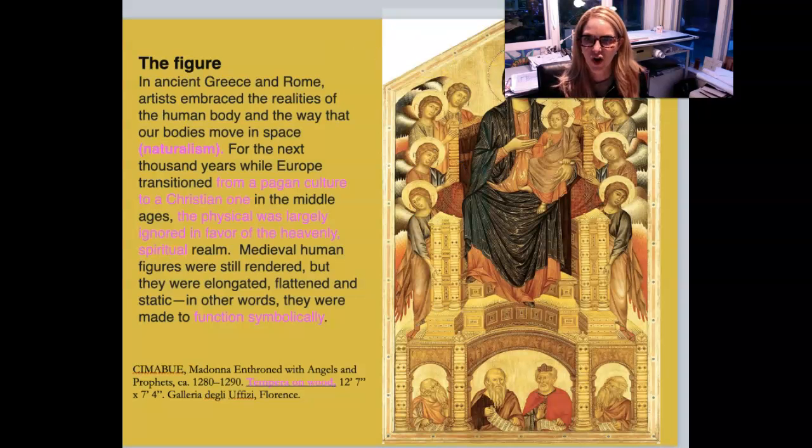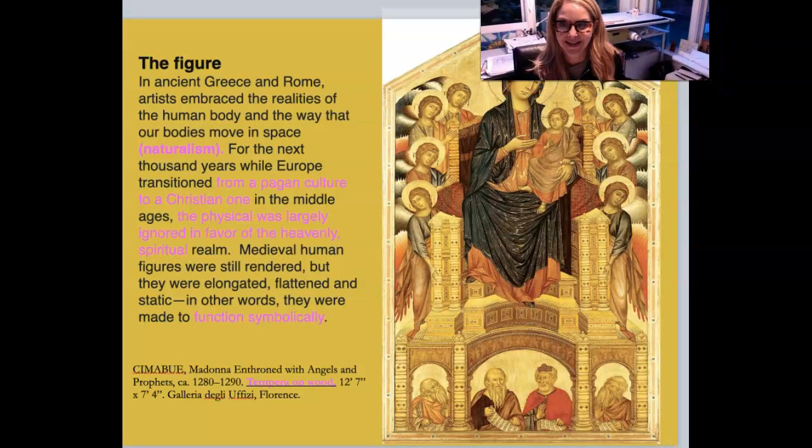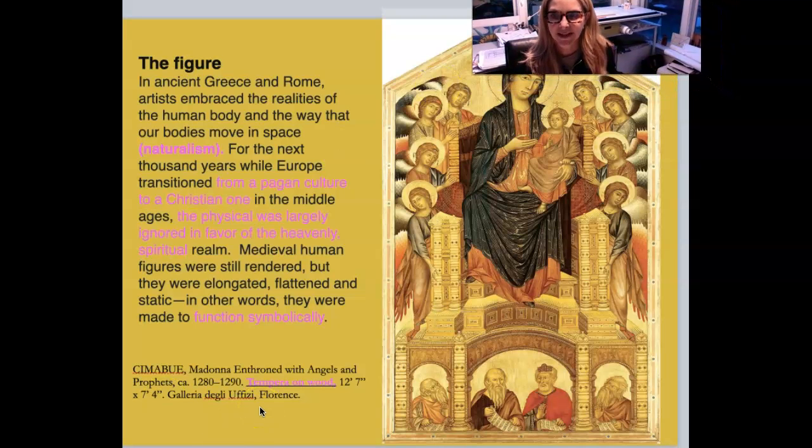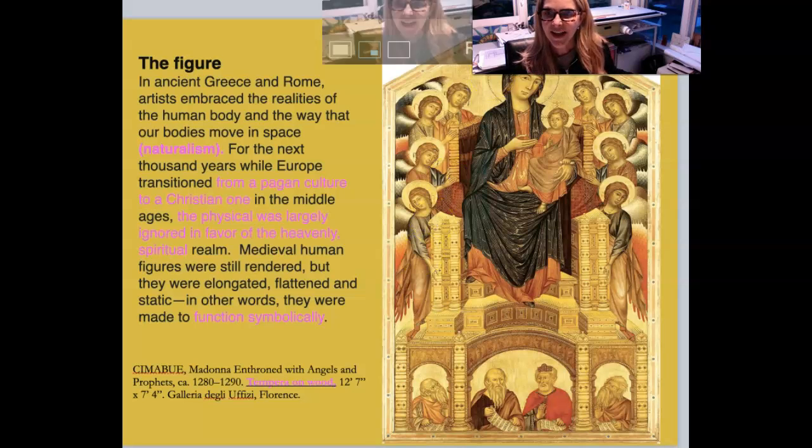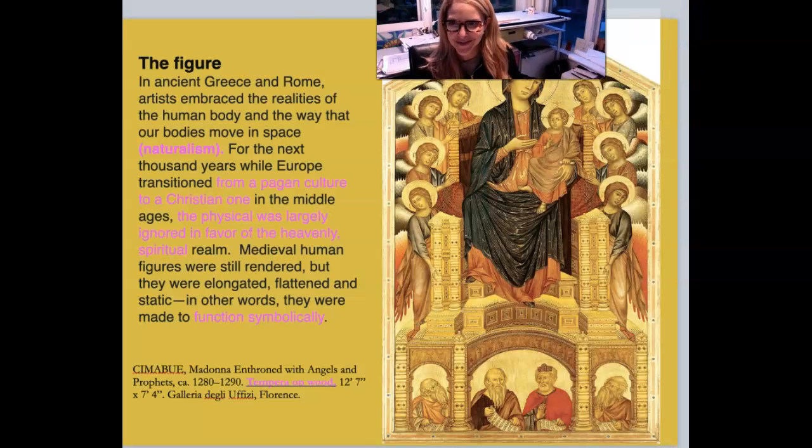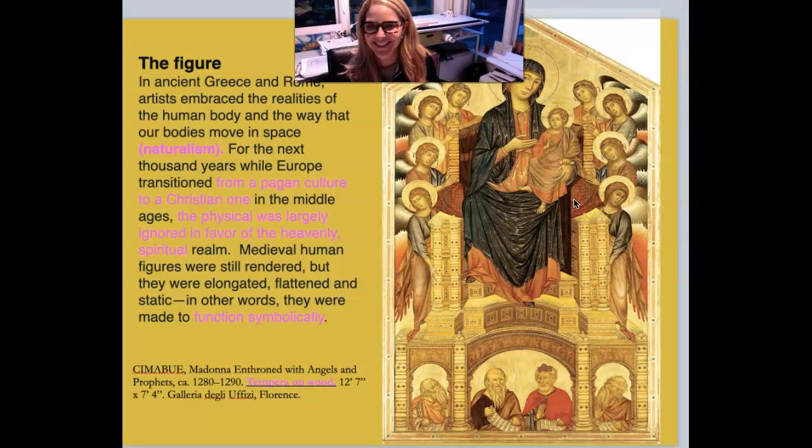So here we go. We're going to start with this painting by Cimabue. It is of the Madonna enthroned with angels, okay? And I want you guys to look at it really carefully, okay? Here you can see that the figure is super elongated, super flattened, and that she's functioning symbolically, right? But there's going to be this moment of transition now, and this is actually the comparison that I want you guys to do right here, right?